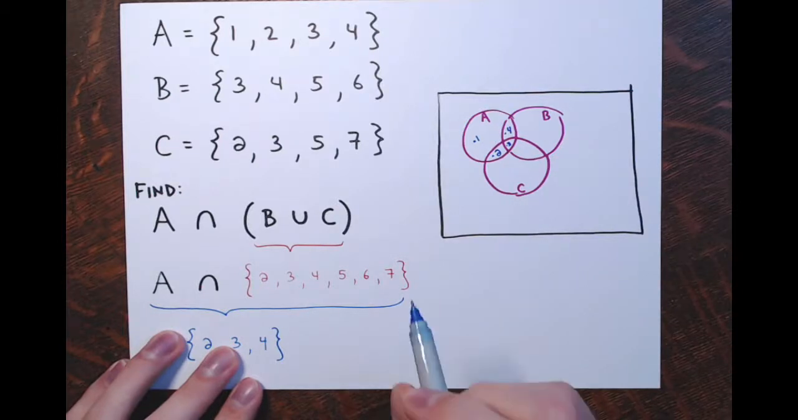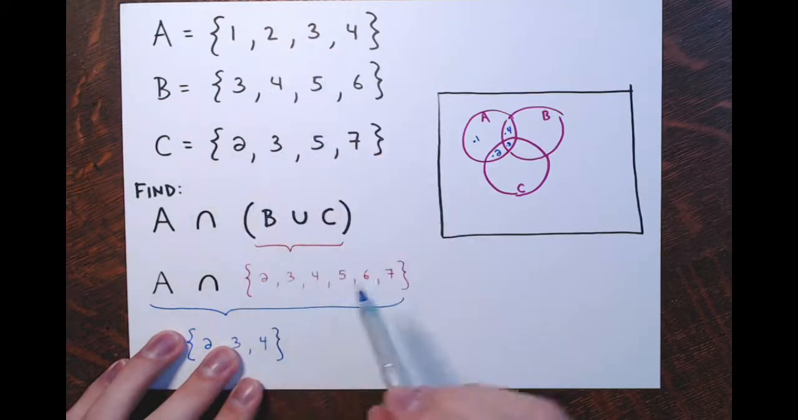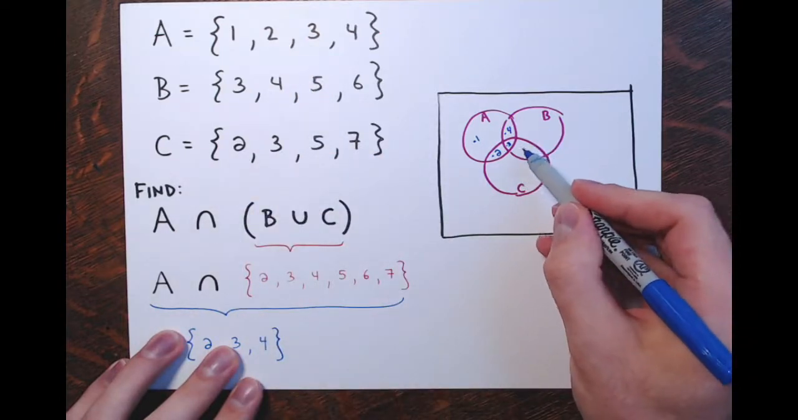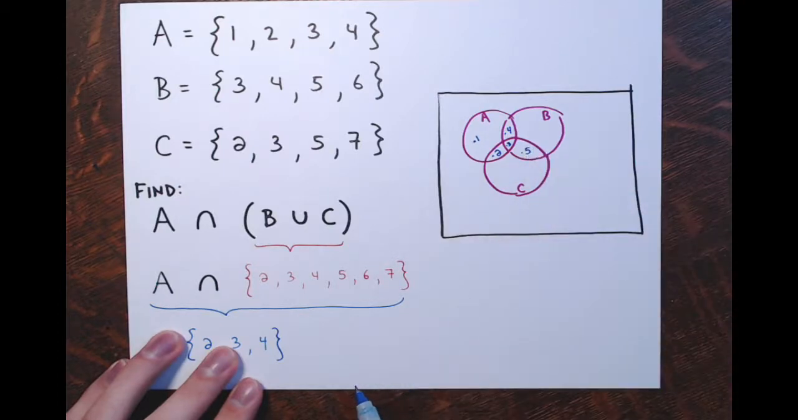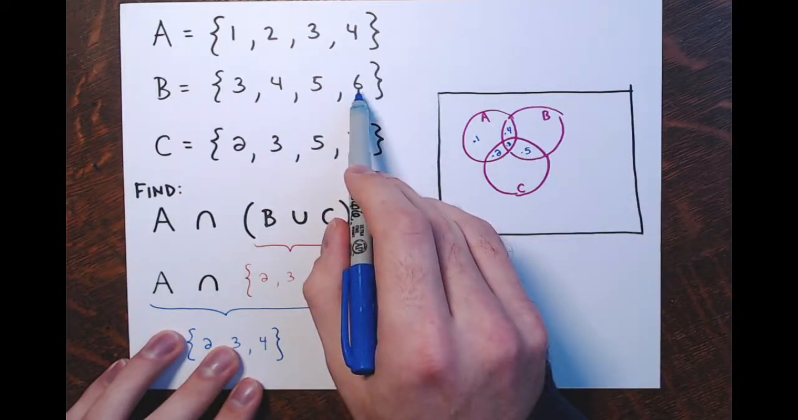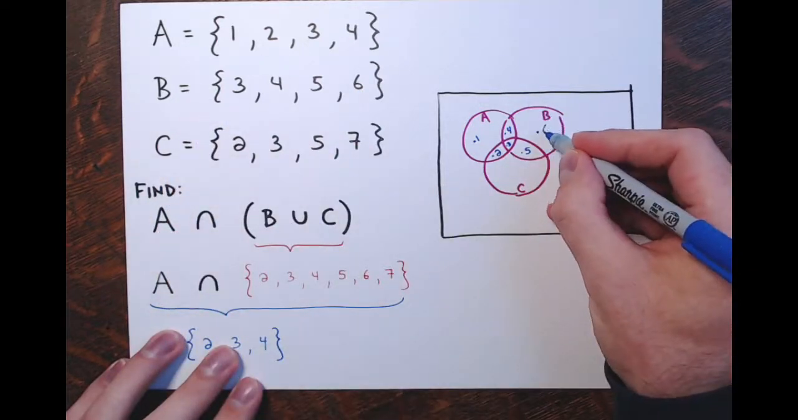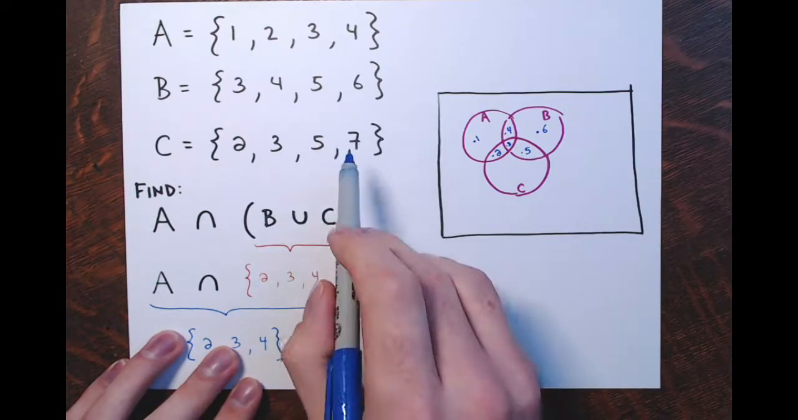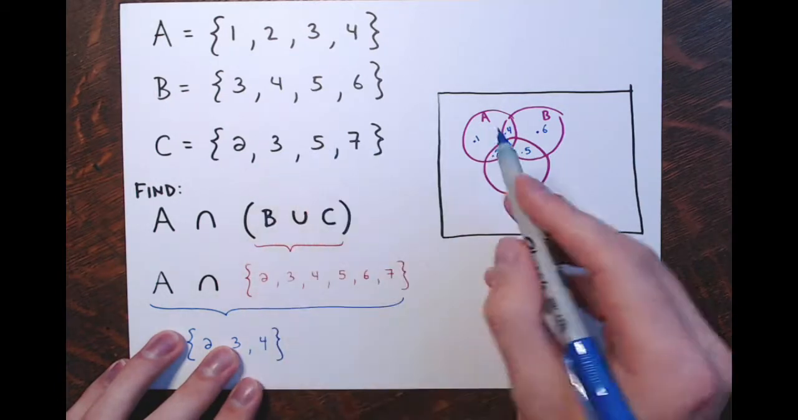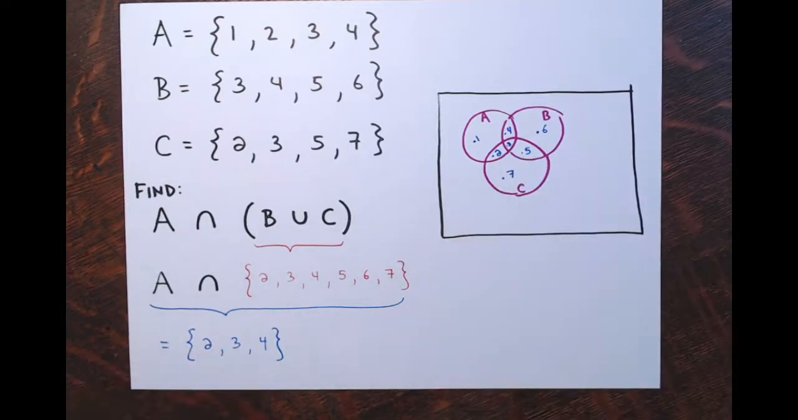The element 5 is in just B and C, but not in A. So the overlap of B and C, but not in the middle. There's the element 5. The element 6 is just in B. So just in the area of B that's not in any of the overlaps. And the element 7 is just in C. So the element is just in the part of C that's not in any of the overlaps.